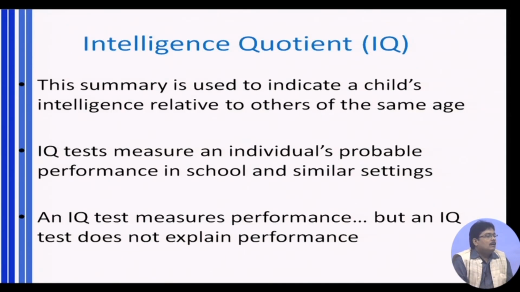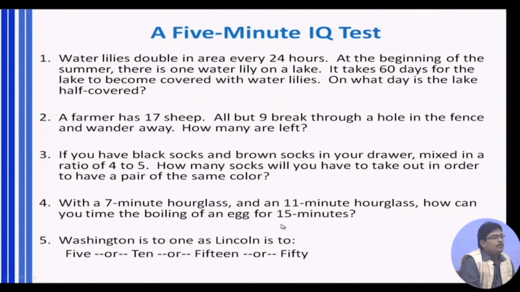However, the summary of this intelligence distribution is used to indicate a child's intelligence relative to others of the same age. An IQ test measures an individual's probable performance in school and similar settings. Another outcome is that an IQ test measures performance, but it does not explain performance. So, people look for some other test.